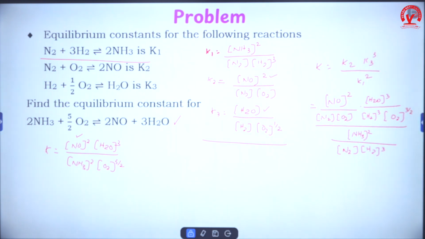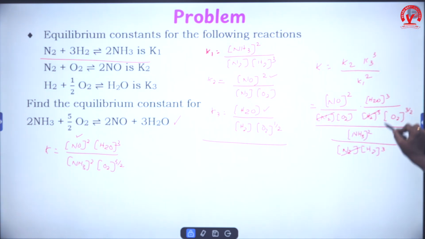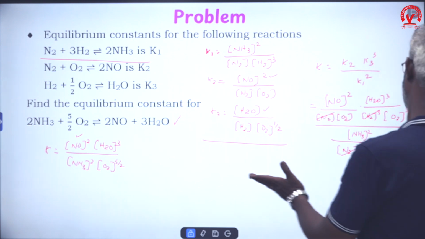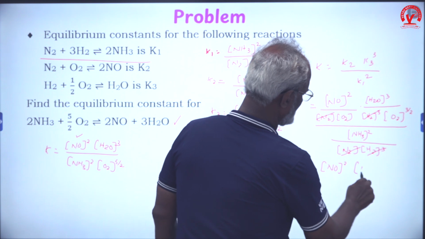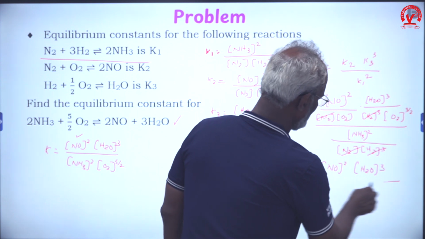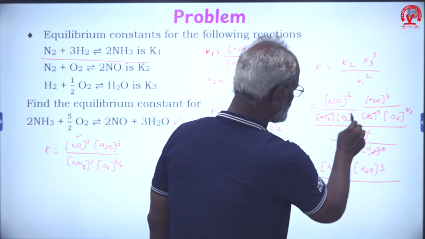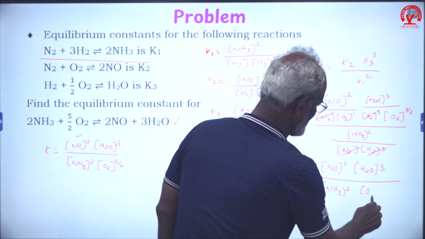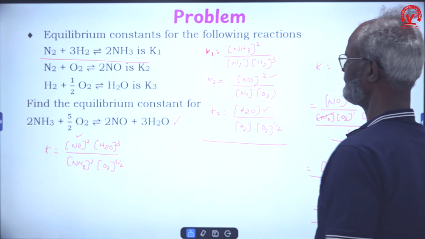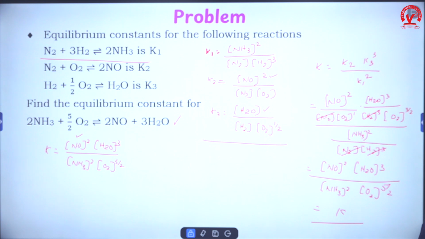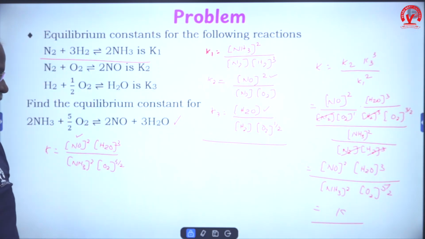Okay. So now we can cancel this N2 and N2. H2 cube can be cancelled. Okay, right. So now if you see, we get NO square H2O cube divided by NH3 square O2 power 1 plus 3 by 2. So it becomes O2 power 5 by 2, which is equal to the K that we need. Okay. So like this the problems can be asked, because the equilibrium constant equations can be algebraically manipulated like this.